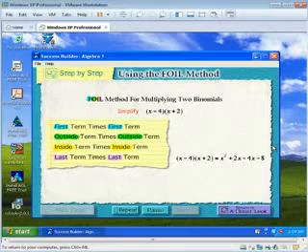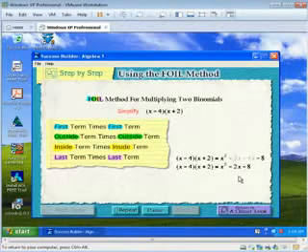We check to see if there are any like terms. In this case, 2x and negative 4x are like terms. We add them and get negative 2x. This is much faster and easier than using the long method.